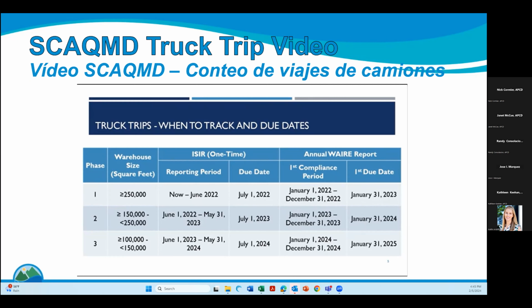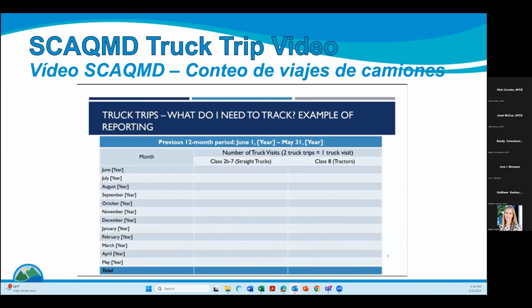Please note that the earliest due dates are for warehouses that are greater than or equal to 250,000 square feet. Their first compliance period is 2022, their ISIR is due July 1st, 2022, and their first annual WARE report is due July 31st, 2023. Here is a very simplified example of the truck trip data needed for the ISIR. It may help warehouse operators to keep track of truck trip accuracy and time if truck trips are collected on a routine schedule monthly or quarterly.